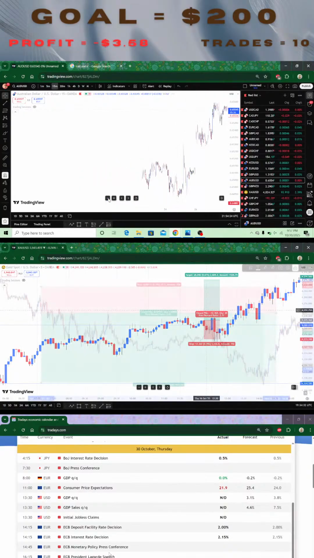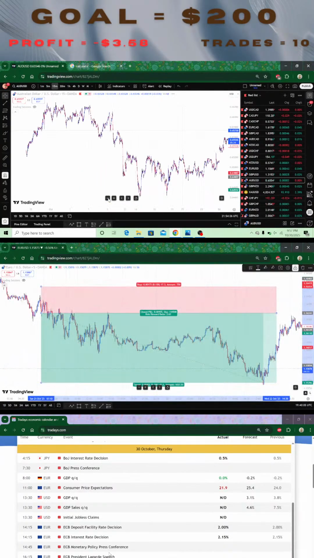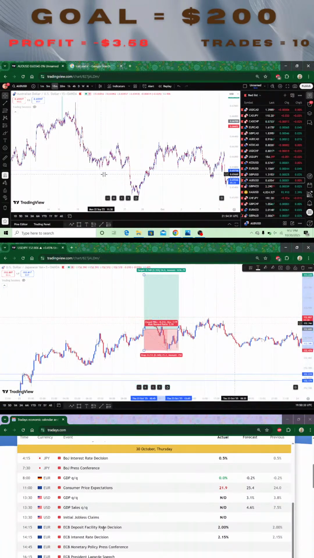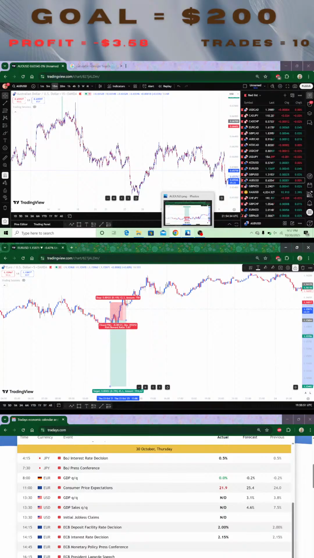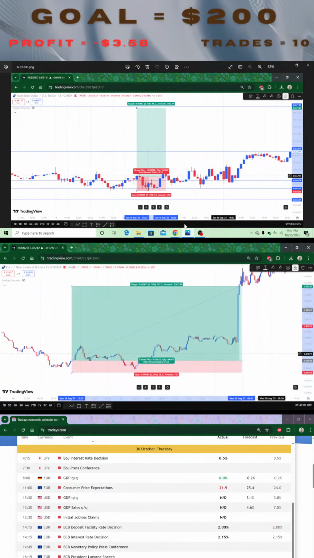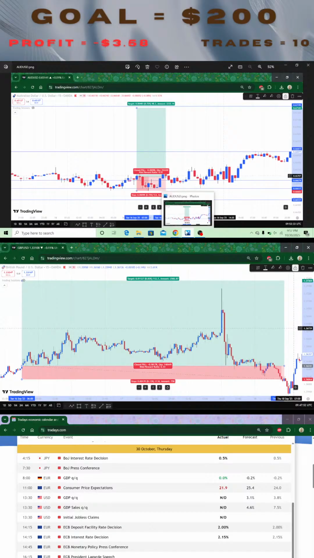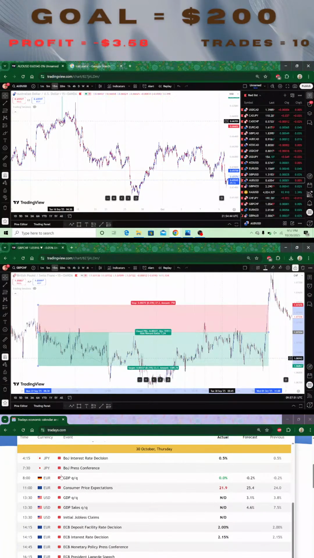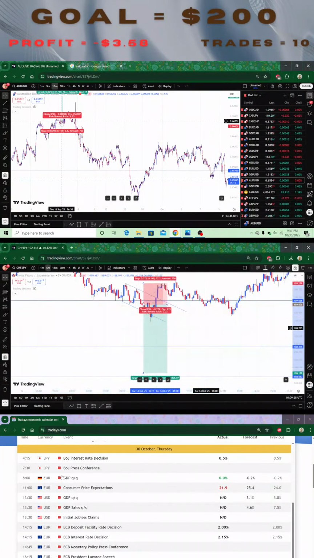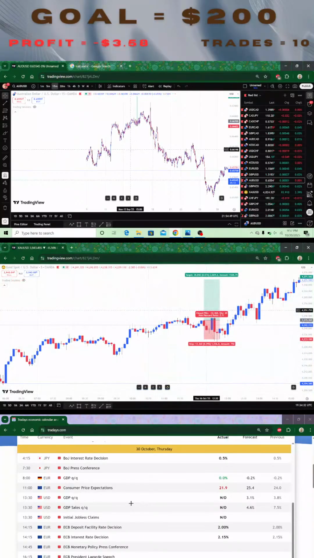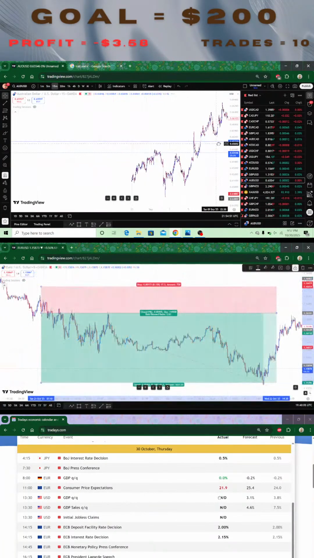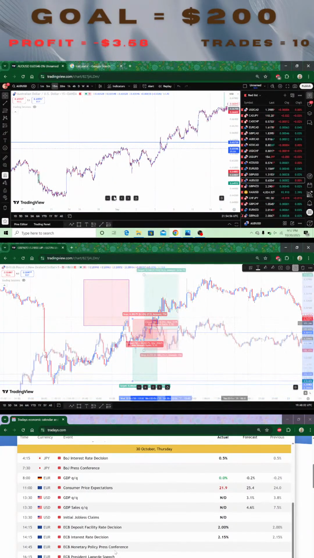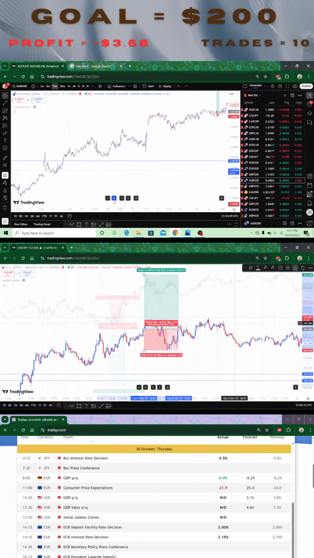AUD, where are you? AUD was which day trade? AUD was 16th September. Okay, is this it? 16th September. This is it now. Yeah. Okay, this AUD.